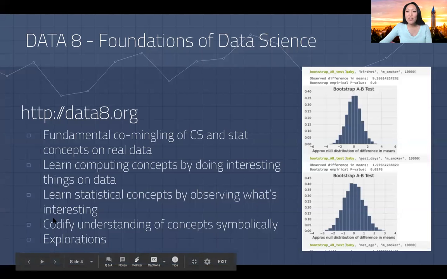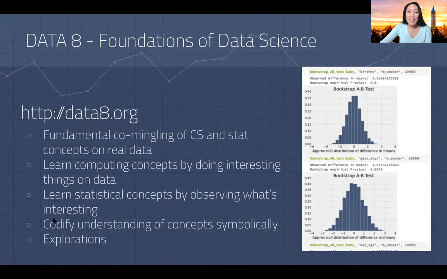I want to start by talking a little bit about Data 8, which is our Foundations of Data Science course, largely because I think understanding this course will tell you a little bit about what data science is. You may have heard the term a lot, but maybe don't fully understand what it means.